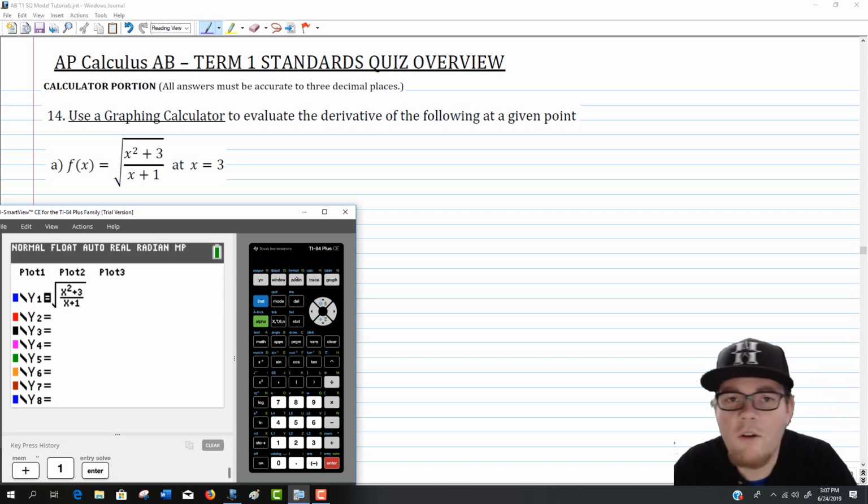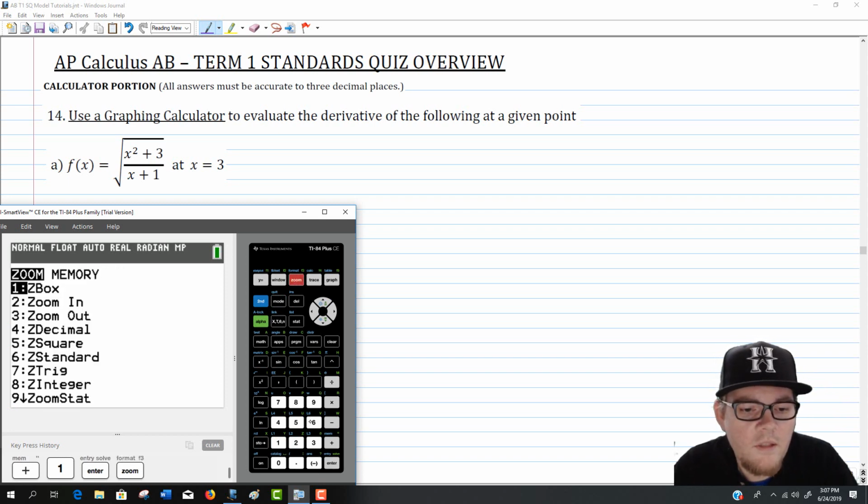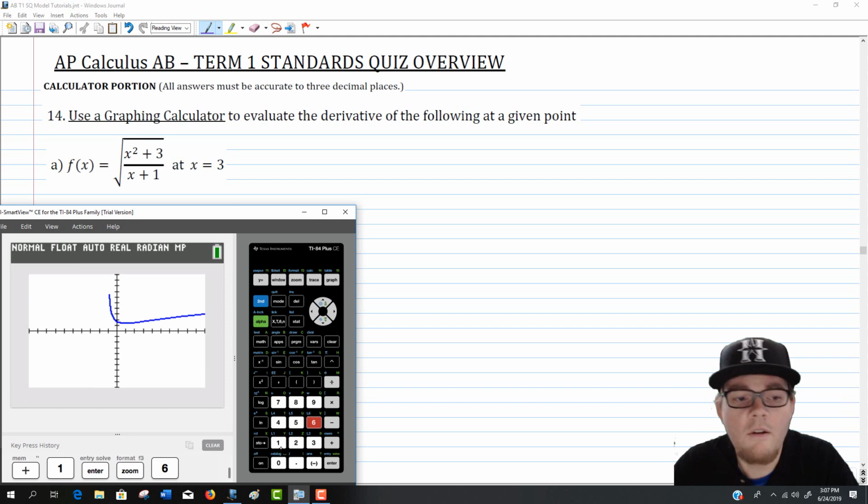So now that I've got it, I'm going to graph this function like normal. That's going to be Zoom 6. So there's our graph function. We can see it all. It's all really nice. And we want to find the derivative at x equals 3.